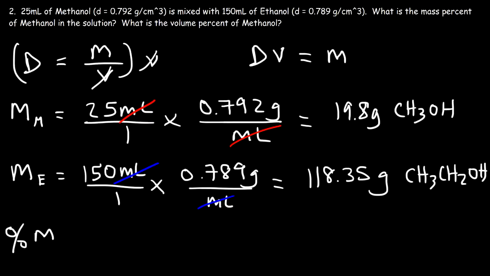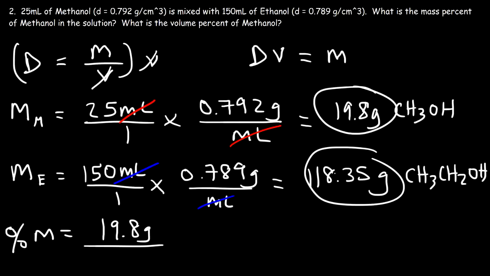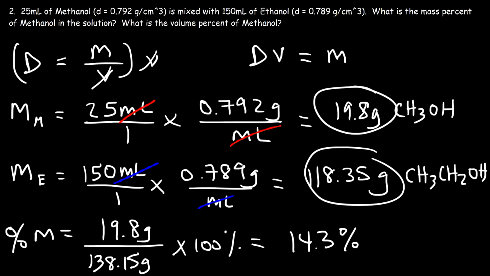So now we can calculate the mass percent. So the mass percent is going to be the mass of the solute, which is methanol in this example, 19.8, divided by the mass of the solution, which is the sum of these two numbers. So 118.35 plus 19.8. So we have 138.15 grams of solution. All right, so let's go ahead and put this in a calculator. So the mass percent is 14.3%. The mass percent is very close to the volume percent because the densities of these two are almost equivalent.